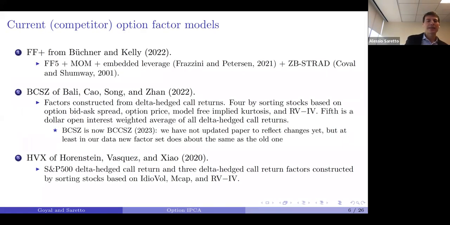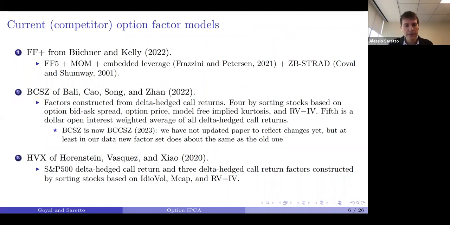Well, basically, you can think about this extended Fama and French factor model that Büchner and Kelly construct in their paper, where they study S&P 500 option returns. Basically it's Fama and French 5 plus momentum plus some embedded leverage factor from Frazzini and Pedersen plus some zero beta straddle from Goyal and Saretto.